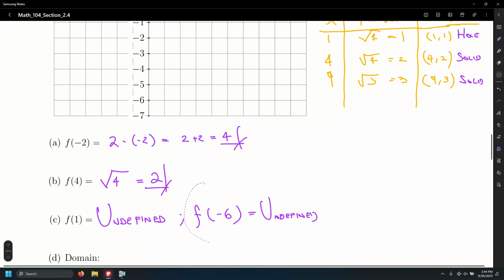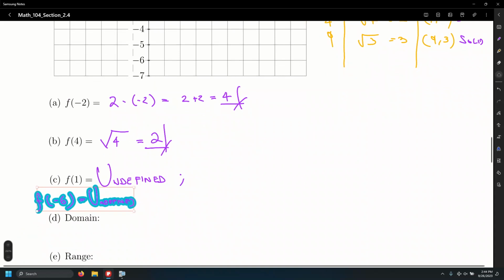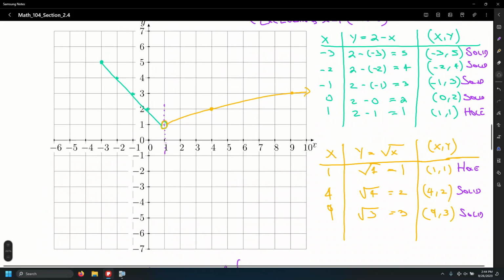All right. And let me put it here real quick. All right. Domain. Okay, the domain of this function. I'll let you work on that one for a couple of minutes. Okay, domain and range for this function.